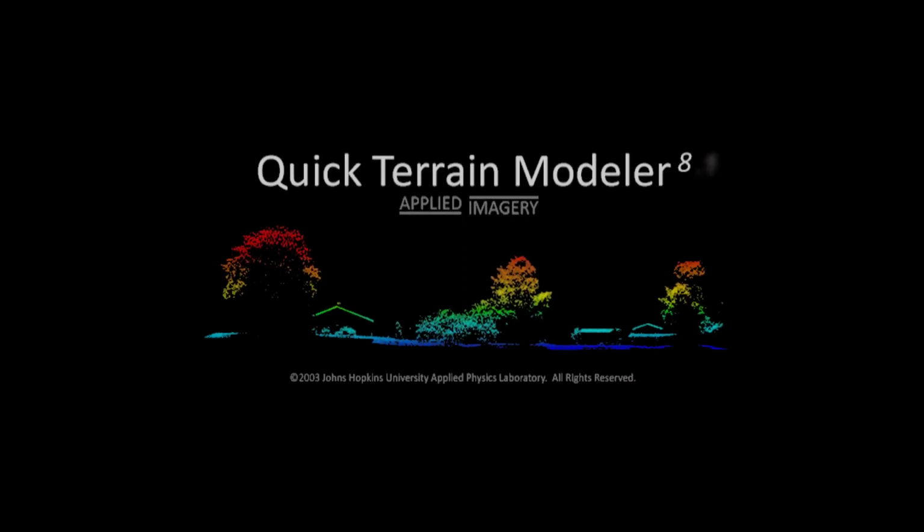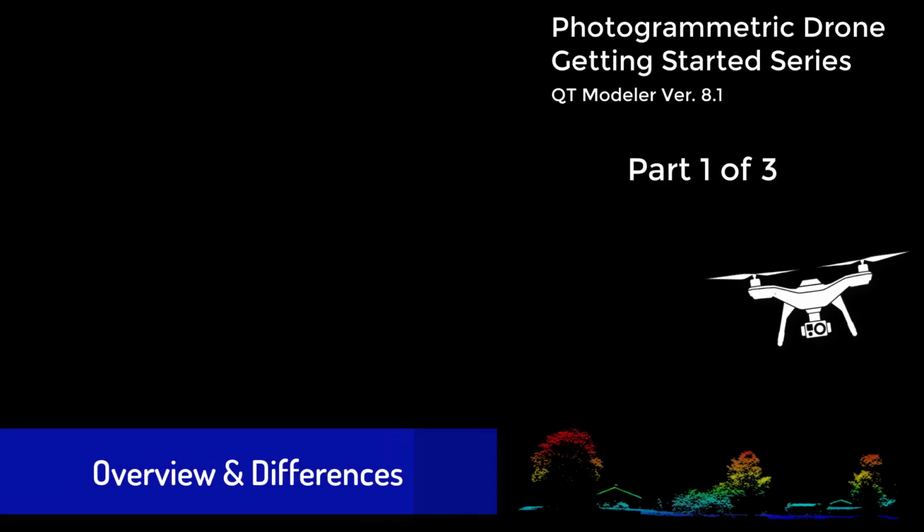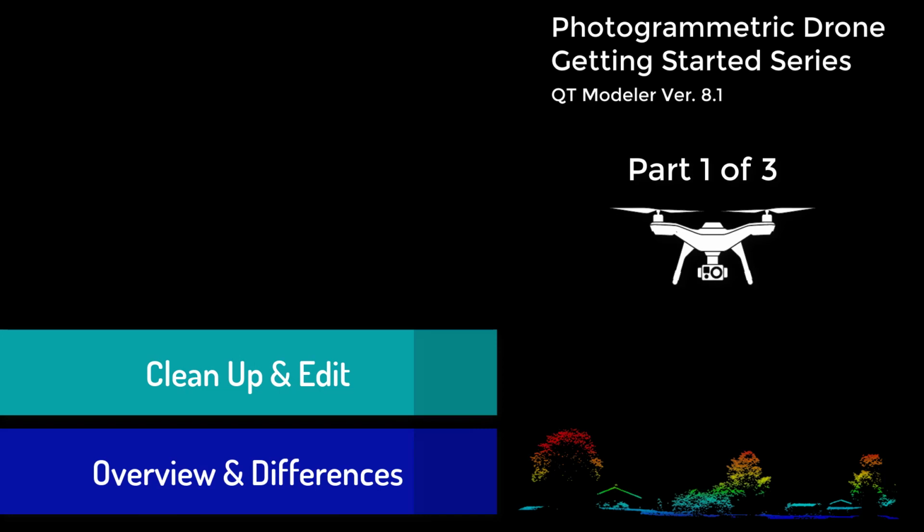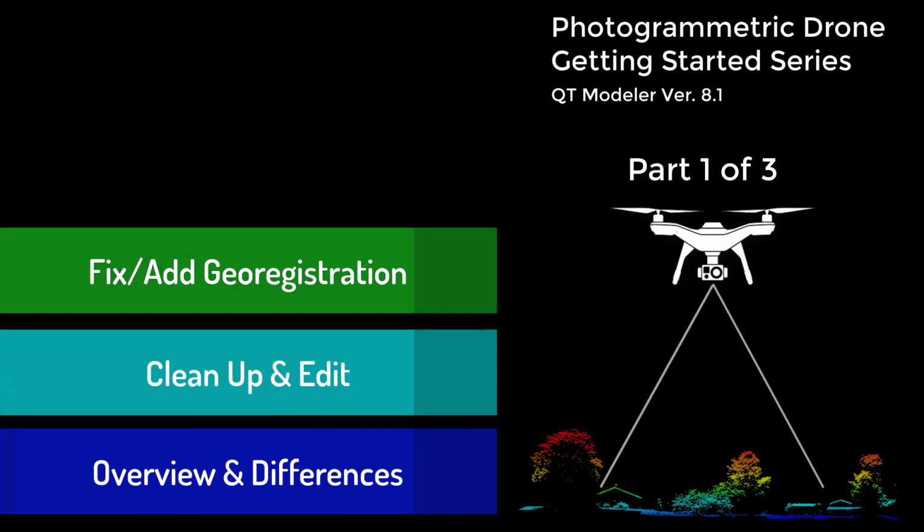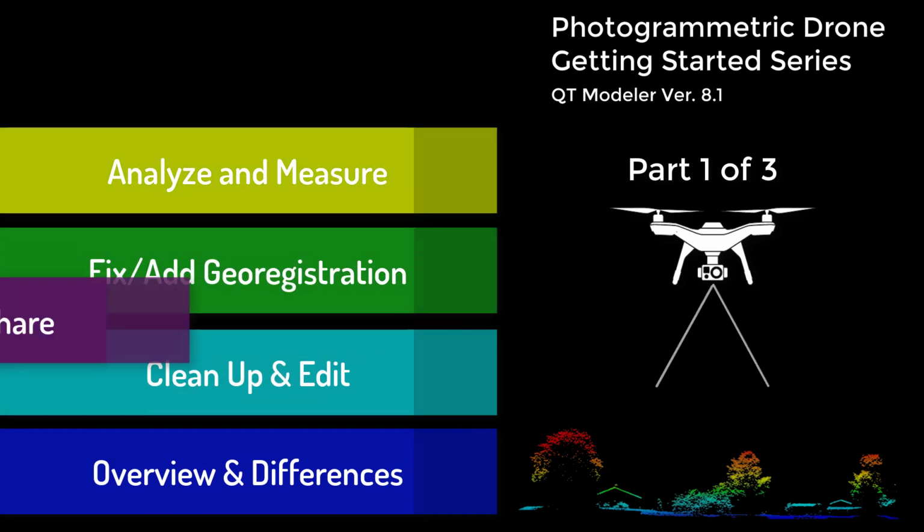Welcome to the Quick Terrain Modeler Photogrammetric Drone Getting Started series. This is a three-part series that will discuss the tools and methods in Quick Terrain Modeler to analyze, edit, conduct QA/QC procedures, produce products, and share data to meet your photogrammetry needs.